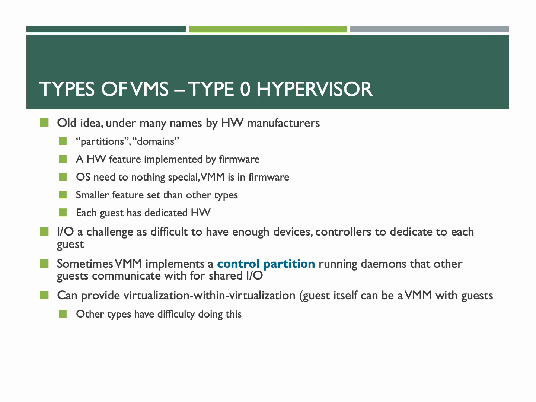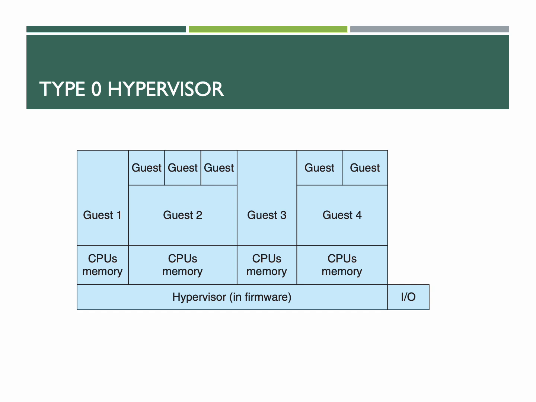Now, Type 0 hypervisors can support scenarios where a guest VM acts as a VMM itself, hosting further guest VMs. This setup is known as virtualization within virtualization, adding another layer of complexity and potential for resource management. So, while theoretically feasible, nested virtualization is more complex to implement effectively on Type 0 hypervisors compared to newer types. Okay, now this is an example, the diagram of the Type 0 hypervisor.